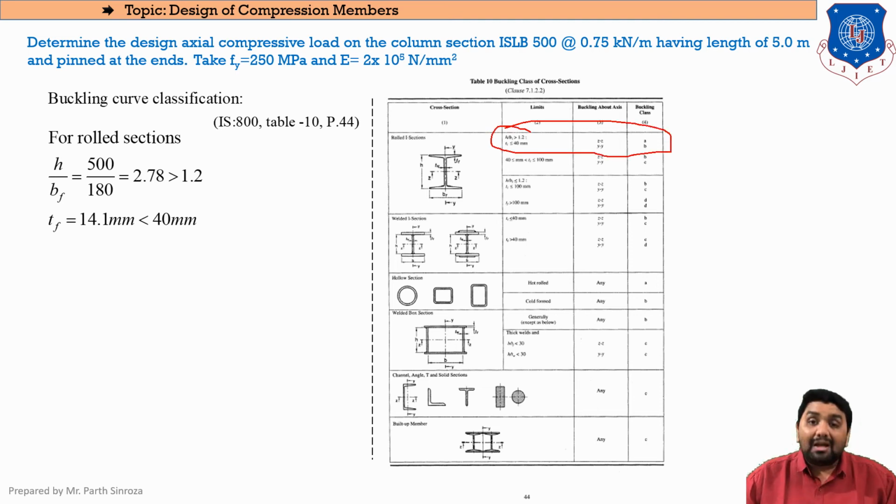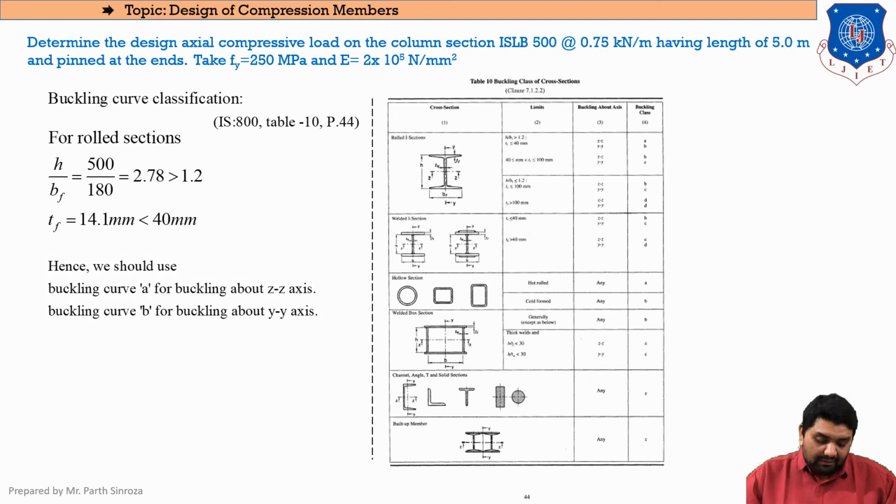So for the ZZ axis, that is our axis, we will be using buckling class A, and for the YY axis we will be using buckling class B. Clear? So this is our sum: we will be using buckling class A for the ZZ axis and buckling class B for the YY axis. So we need to solve two individual cases, and out of these two cases we will obtain two values of PD, and whichever value is smaller will be our final answer.